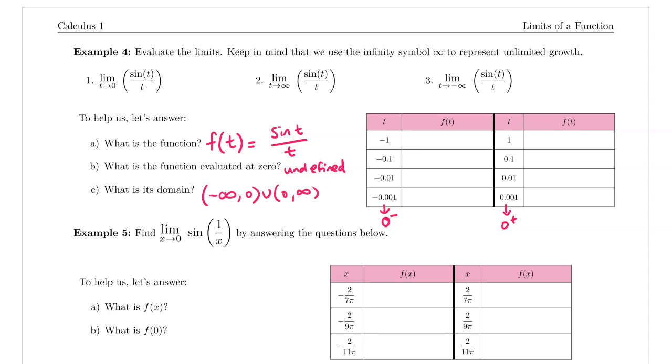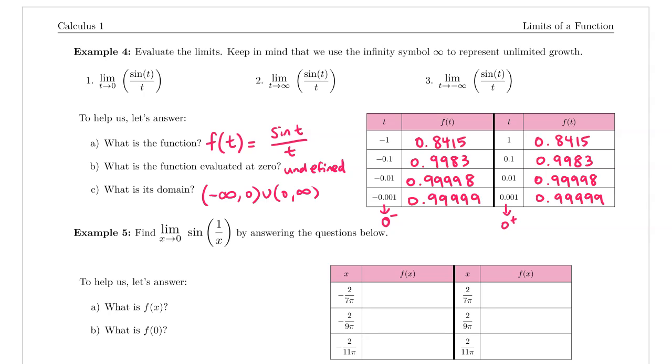So again, I'm just going to use my graphing calculator. Go ahead and pause the video, and you can plug these into your graphing calculator, and I'll show you in just a bit what those output values are. Okay, so after plugging in my t values into my function, I can see that these are approaching the number 1, and so it turns out that this limit here is equal to the number 1.